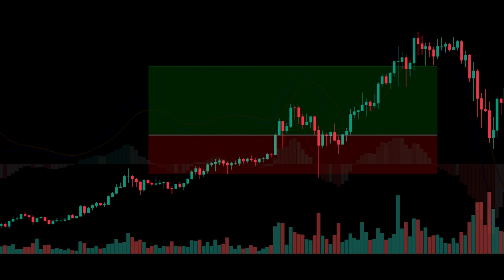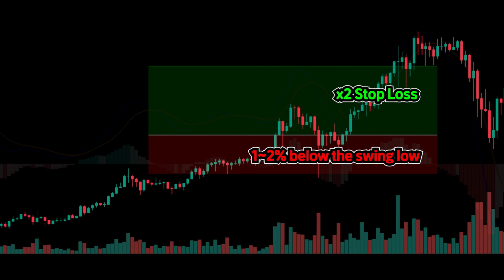Entry: close of the crossover candle, or the open of the next candle. Stop loss: 1–2% below the most recent swing low. Take profit: risk to reward of 1–2. If the trend stays strong, consider taking half off early and holding the rest until a death cross appears.